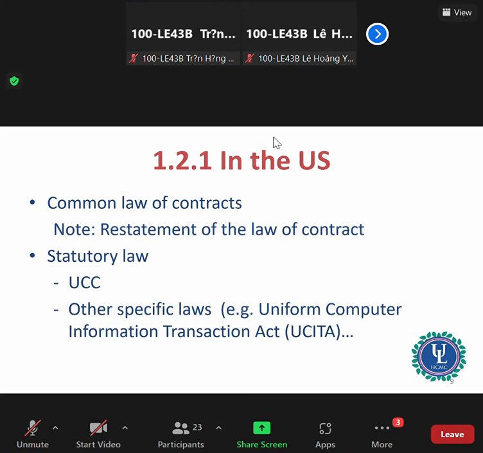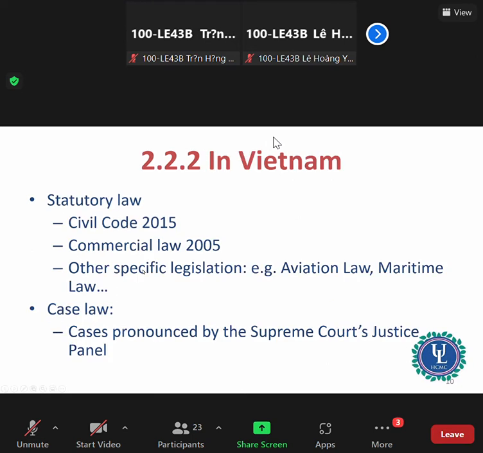All right, next one. How about in Vietnam? They say that we have statutory law and we also have case law. Even though you have not studied contract law, you may have encountered it, you may be working or interning. So if you step back and someone asks you, what are the sources of law in Vietnam, how would you answer?